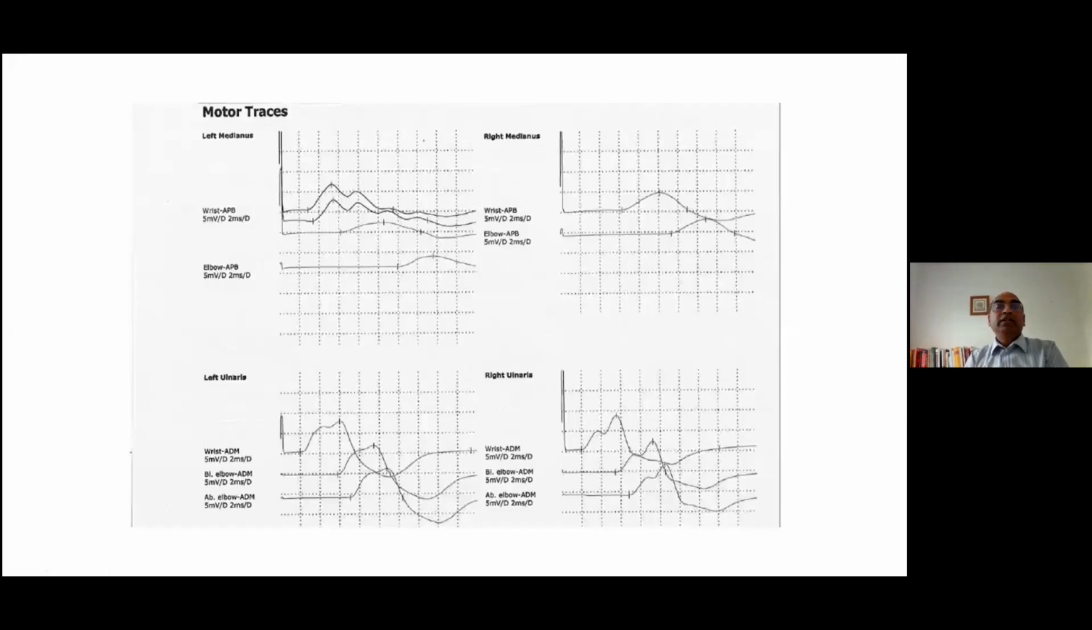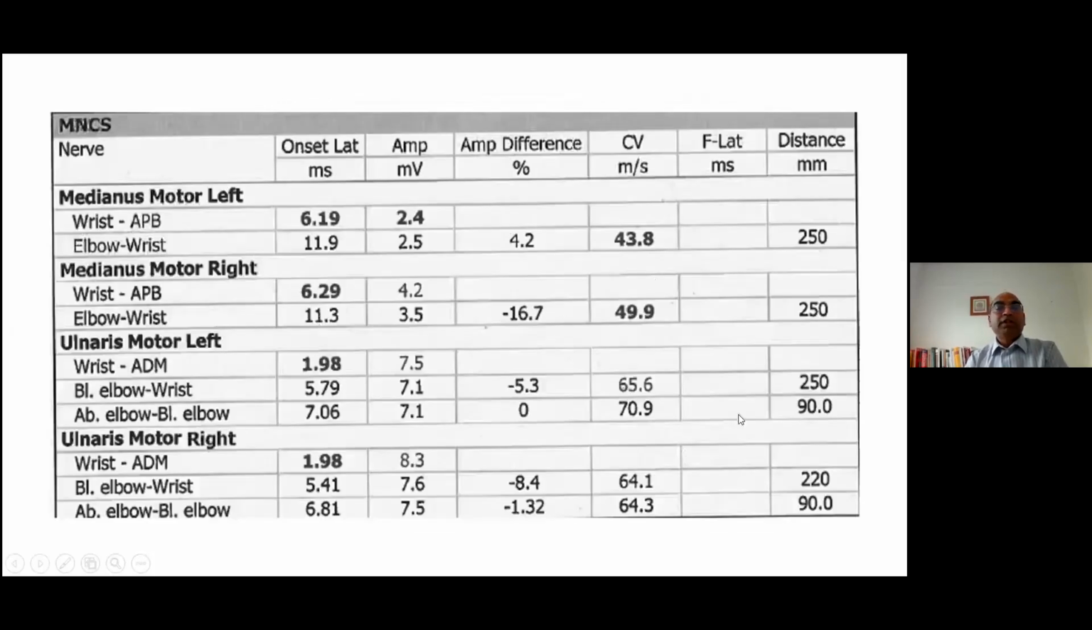And then they did the motor test. The distal motor latency, this is 2 milliseconds per division. So 6. So distal motor latency is 6, and it's 5 millivolt per division. So it is less than 2, about 2 millivolt. So it's reduced CMAP. And the forearm motor conduction velocity is normal. So those are all here.